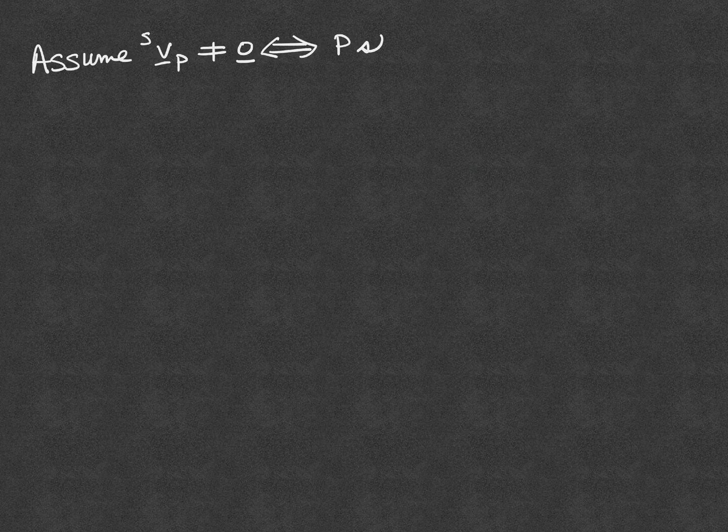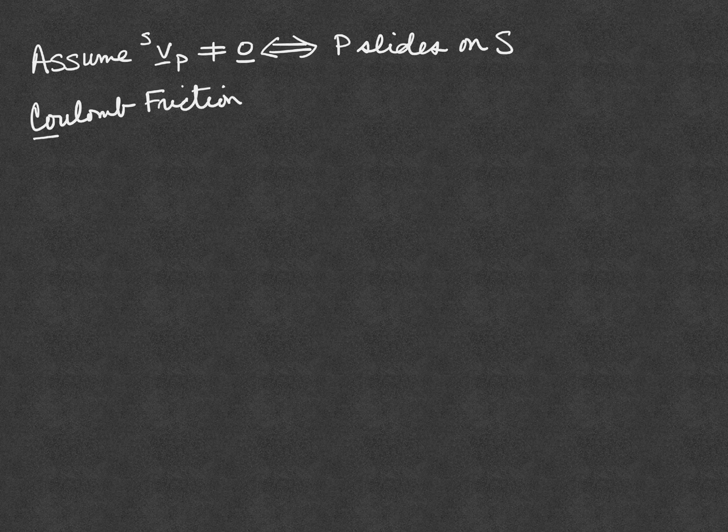So for either friction model, we're going to make the following assumption. We're going to assume that the velocity of P relative to S is not equal to 0. This assumption is equivalent to saying that P slides on S. Now, using that assumption, we're going to develop Coulomb friction and viscous friction, which we'll get to in just a minute.